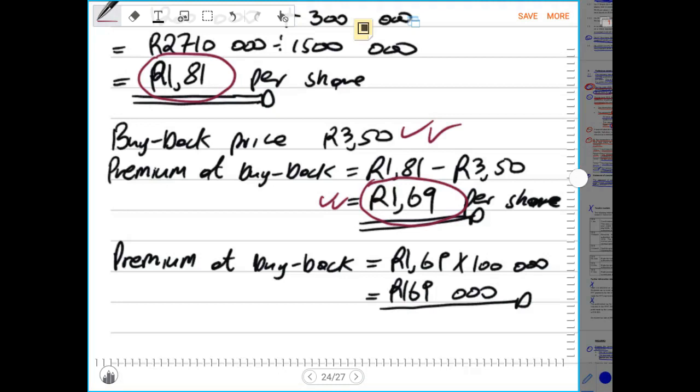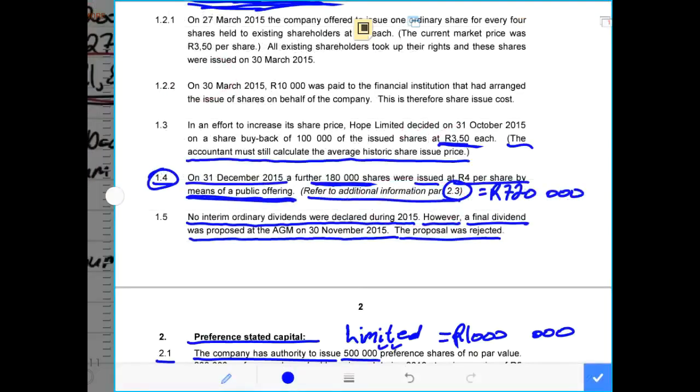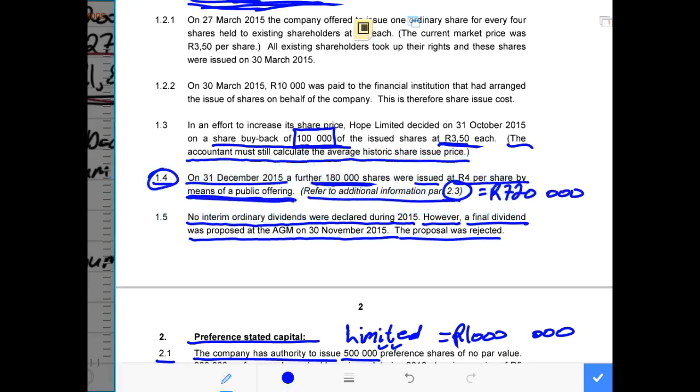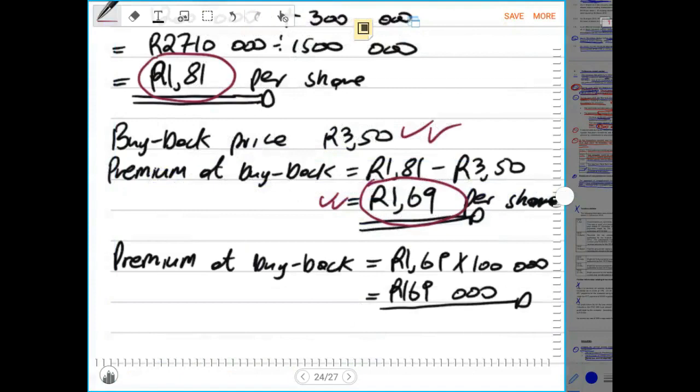And you ask yourself, how many shares were bought back, or how many shares were redeemed? In this case, we know it was a share buyback of 100,000 shares. So now you take the premium, you multiply it by the number of shares that are being redeemed, and you'll get to the premium on the redemption. So now we have calculated that, and we know that the premium is 169,000.